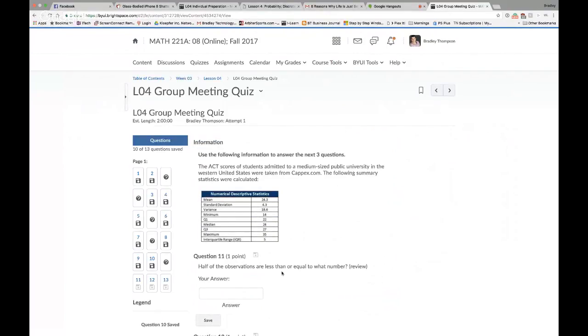ACT scores. Half of the observations are less than or equal to what number? So if we look above, the ACT scores of students admitted to a medium-sized public university in the Western United States, the following statistics were calculated. It says half of the observations are less than or equal to what number? Wouldn't it be 24, the median?